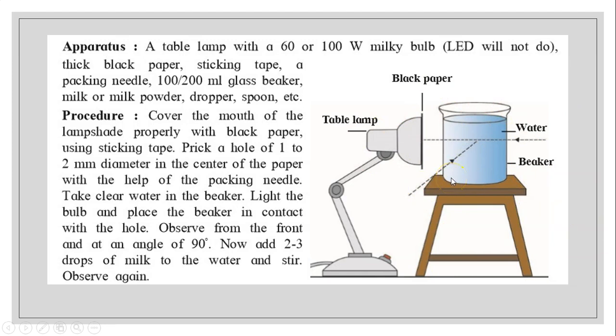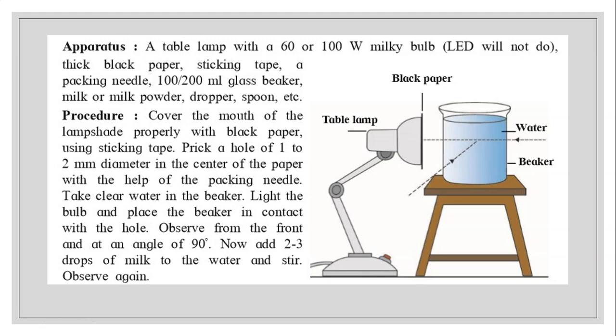Let's see what exactly we are supposed to do. Cover the mouth. This is the mouth of the lampshade. So cover the mouth properly with black paper using sticking tape. Prick a hole of 1 to 2 millimeter diameter in the center of the paper with the help of the packing needle. Take clear water in a beaker, light the bulb and place the beaker in contact with the hole. The beaker should be placed exactly in front of the lamp. Observe from the front at an angle of 90 degrees. So we are going to observe from here, from the front.